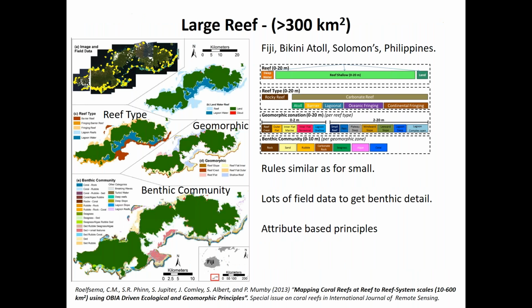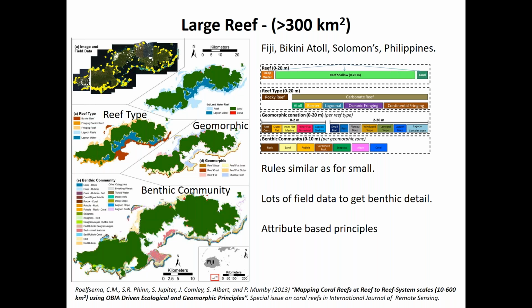So here's, for instance, another example of how we mapped large reefs. We mapped reefs in Fiji at different places, in Bikini Atoll, the Solomons, and the Philippines. And they were all reef systems between 300 and 600 square kilometers. On the image on the left, you see the yellow dots on the top image, the satellite image of that reef system. It's the Great Barrier Reef in Fiji.